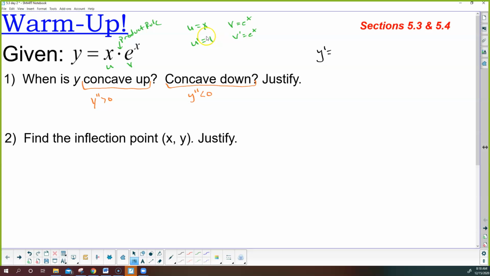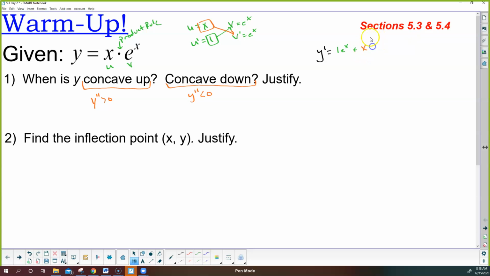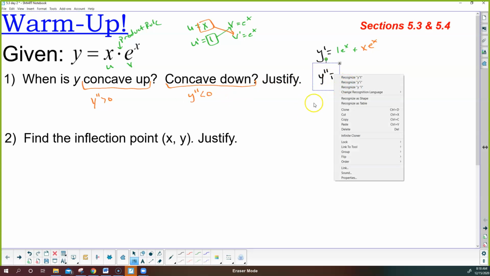And now we can set up our product rule. It's the derivative of the first term times the original second, plus the original first term times the derivative of the second. Right, so there's my first derivative. But I don't really need to even look at anything within that first derivative if all I'm focusing on is concave up or concave down.